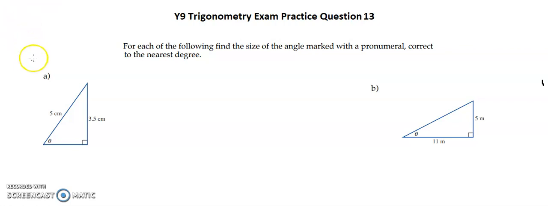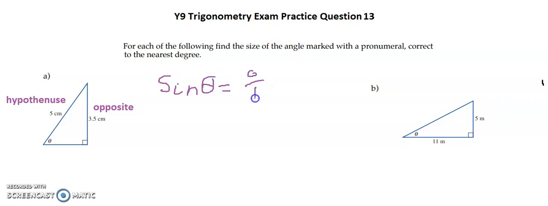So the first thing that we need to do is look at the angle, and that means we need to label our sides. So we know the opposite side, and we know that we've got the hypotenuse side. That tells me we are going to be using sine. So I'm using sine alpha is equal to opposite over hypotenuse.